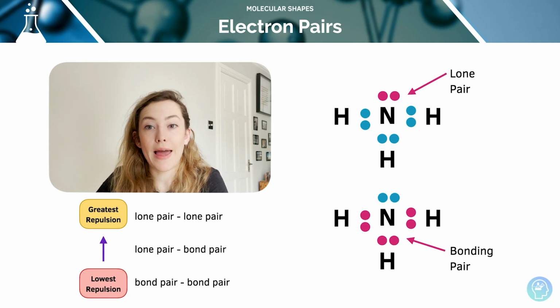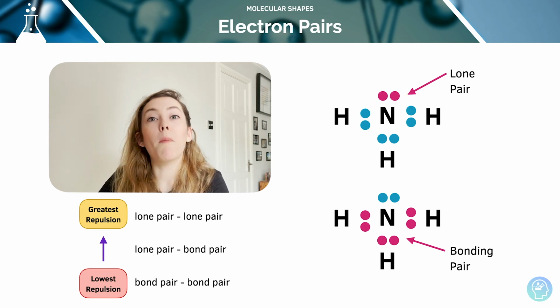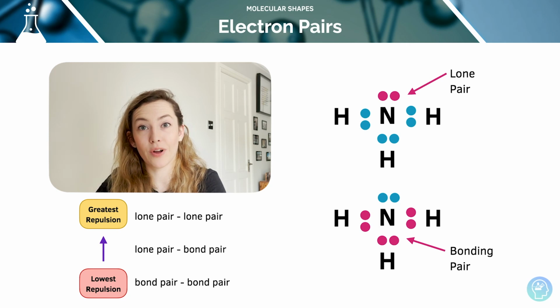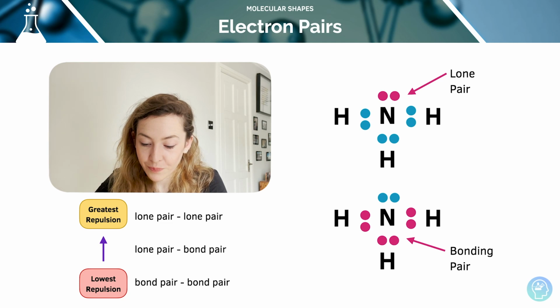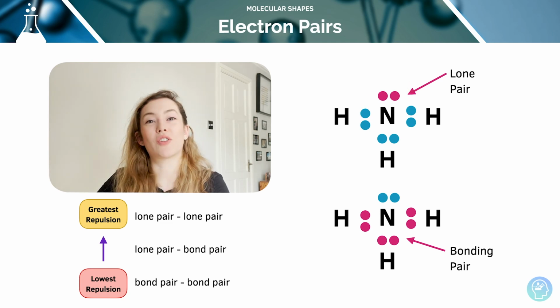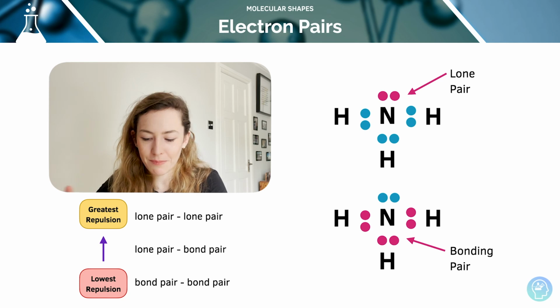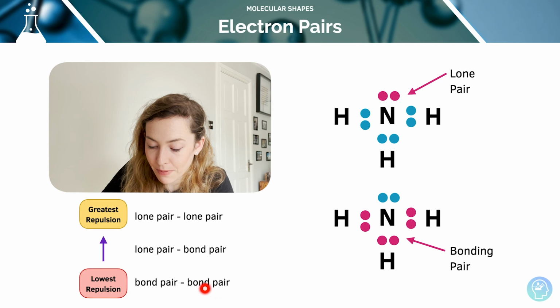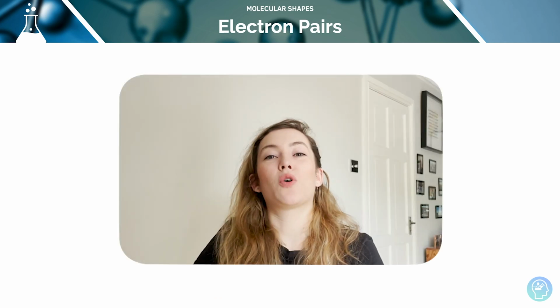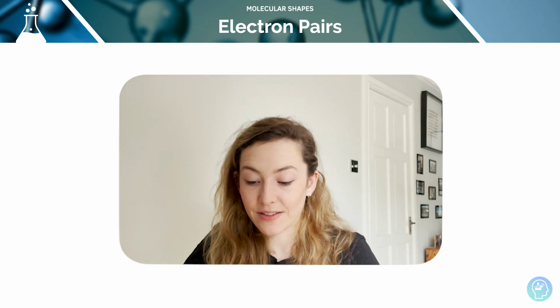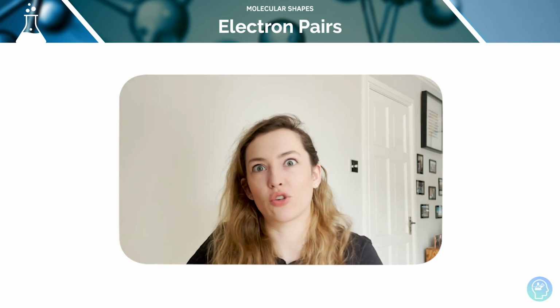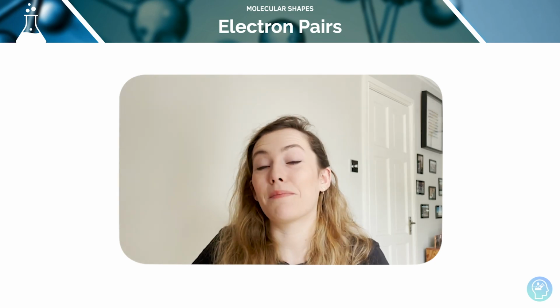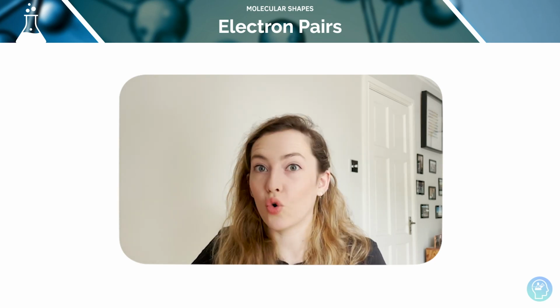So the lone pair electron clouds, this one up here, can repel more than the bonding pair of electron clouds. And that has a distinct effect on the shape of the molecule. So lone pairs are held a lot closer to the central atom than the bonding pairs. So you can see I've got a diagram down here. The lowest repulsion is bonding pair to bonding pair, and the greatest repulsion is lone pair to lone pair. So any electron pair in the outermost shell of an atom can exist as an electron cloud or electron charge cloud. It doesn't matter whether the electron pair is involved in a bond or not.